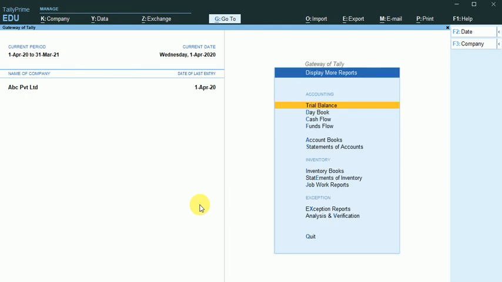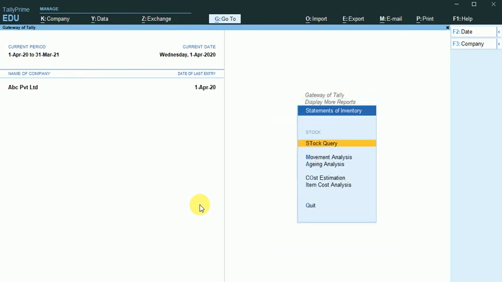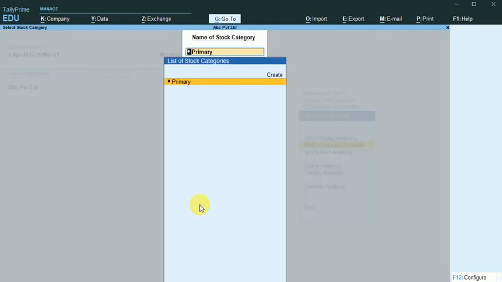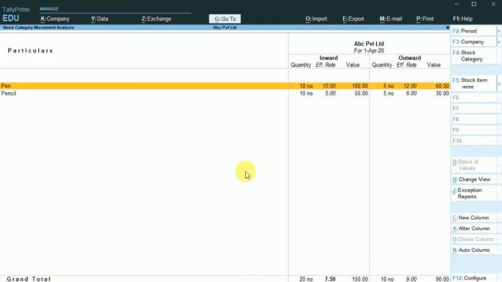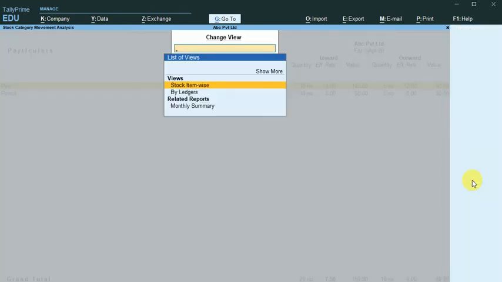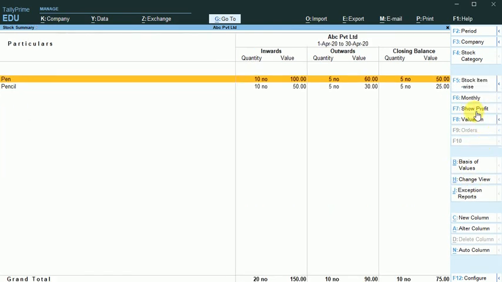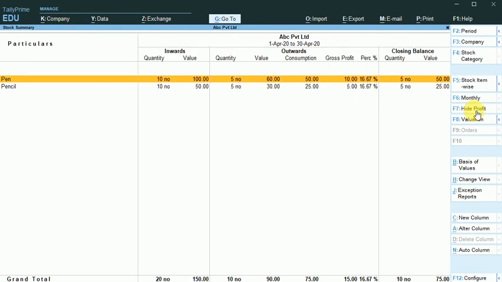entering into display more reports, statement of inventory, movement analysis, stock category analysis, primary. So I'm changing the view as monthly summary. Now I can enter into this, clicking on show profit. So this shows the profit analysis.